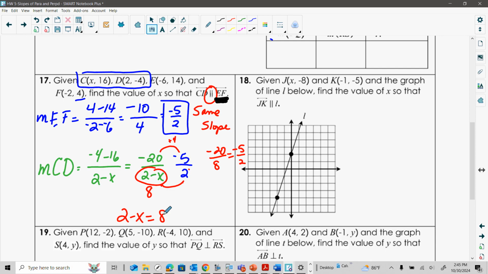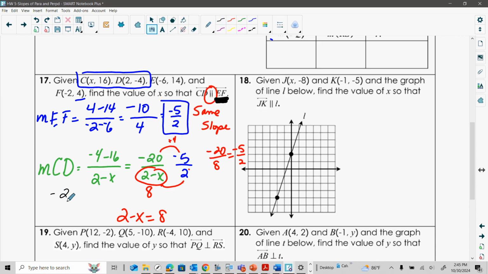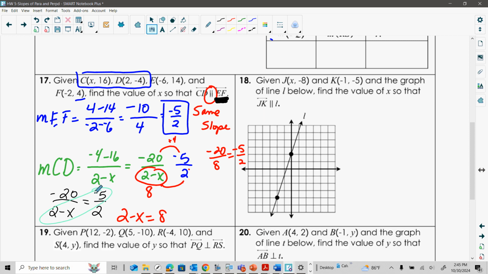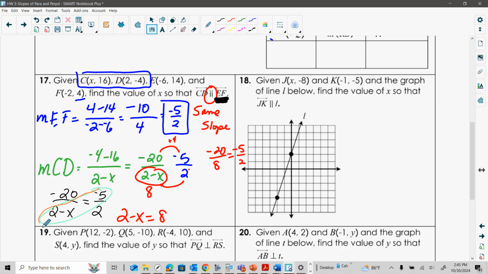Another way of doing this, and I'll show you here, is if I know it's a negative 20 over 2 minus x, and we know it's same slope, so negative 5 over 2, then you could just cross multiply. That's me trying to show the butterfly method. Cross multiply and solve that way.